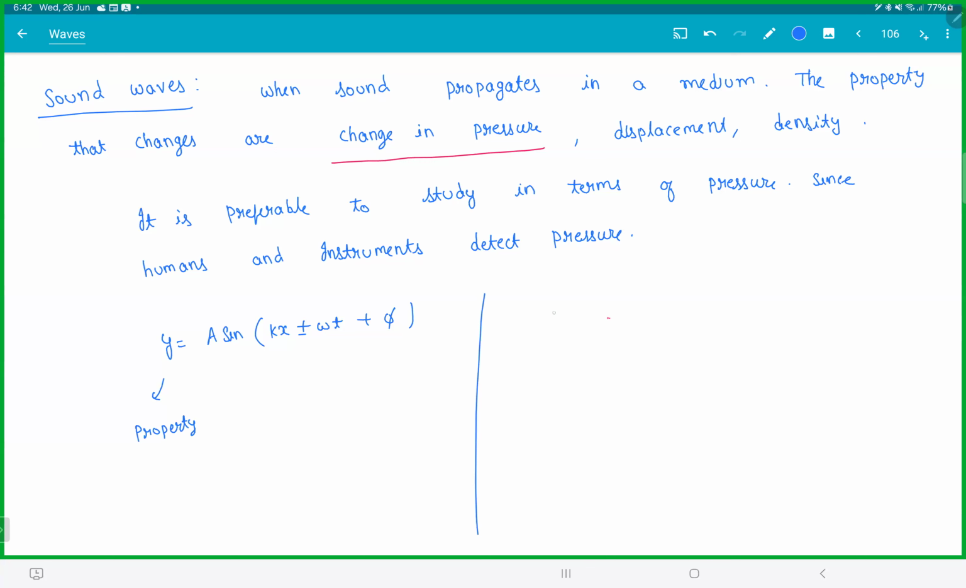So the equation would change like this. Delta P would be delta P max sine(kx plus or minus omega t plus phi). We're just going to change everything. So this would be change in pressure. You're not studying pressure, we are studying change in pressure. This is the maximum change in pressure.